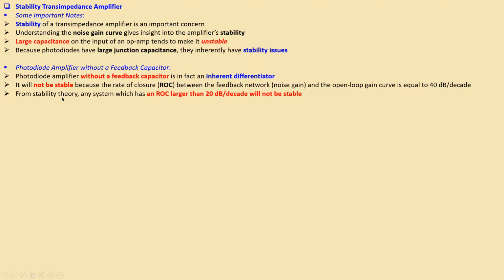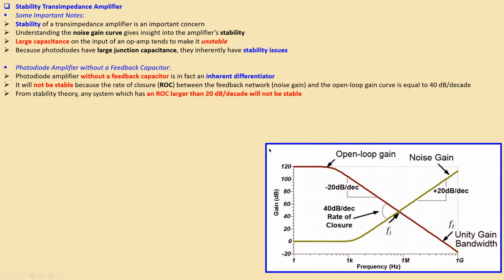Now, from stability theory, for any system which has a rate of closure, so the ROC, larger than 20 dB, it will not be stable. In our case, it is 40 dB, so we will see why it is 40 dB and why that is then unstable. You can see the plot here again.